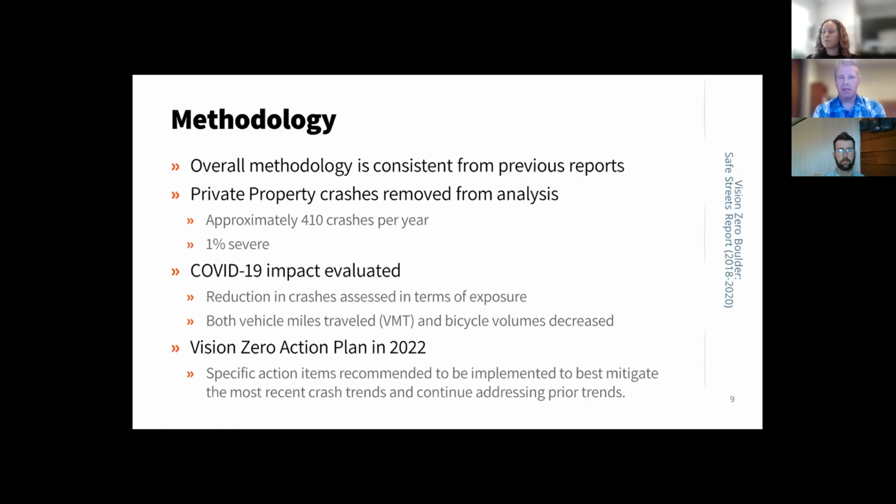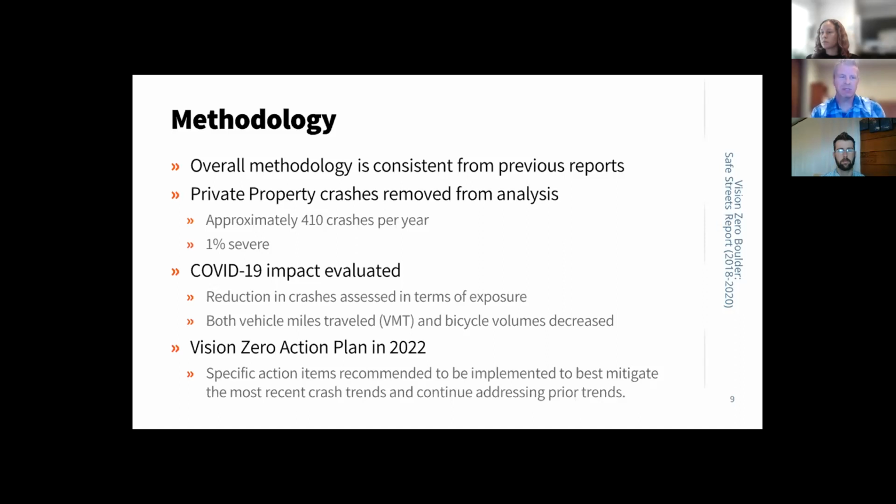So overall, we really didn't change the way that we analyze the crash data. We generally kept it pretty consistent from prior reports. The thing to note that we did change this time around was that we removed private property crashes from the analysis. And that resulted in about 410 crashes per year being removed from the data set, but only 1% of those on private property result in severe injuries.